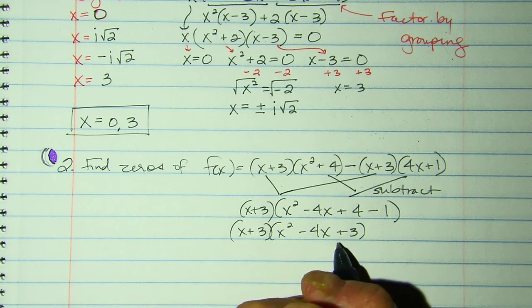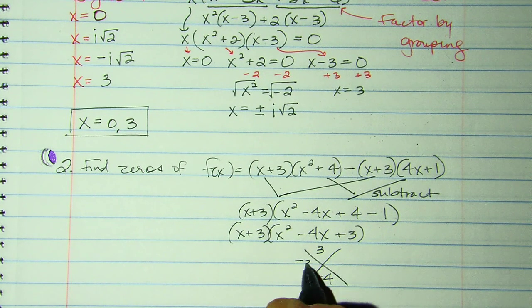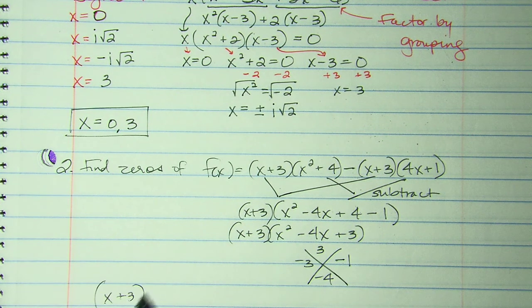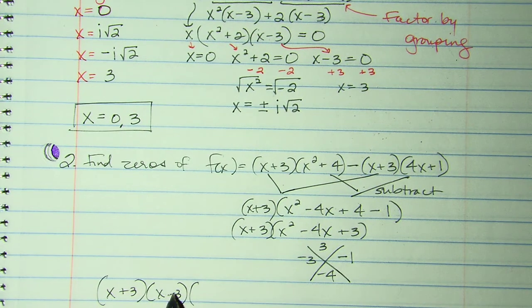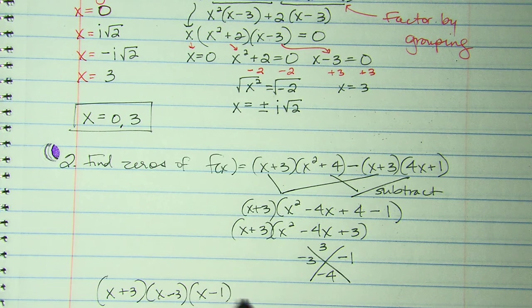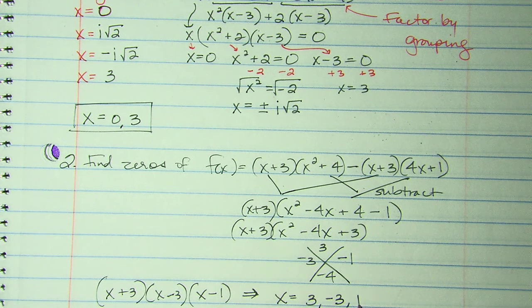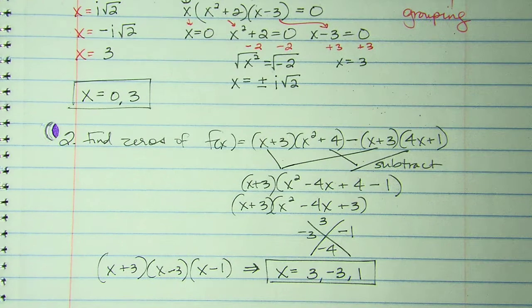I'm going to factor this one. That would give me negative 3 and negative 1. So my factors are x plus 3, x minus 3, and x minus 1. My solutions are negative 3, 3, and 1. Those are all real, so I'm circling all of them.